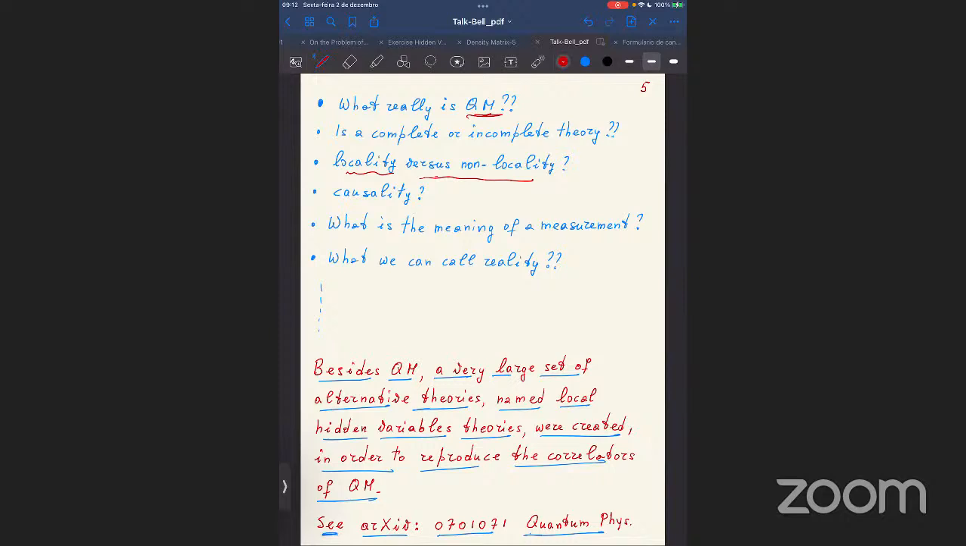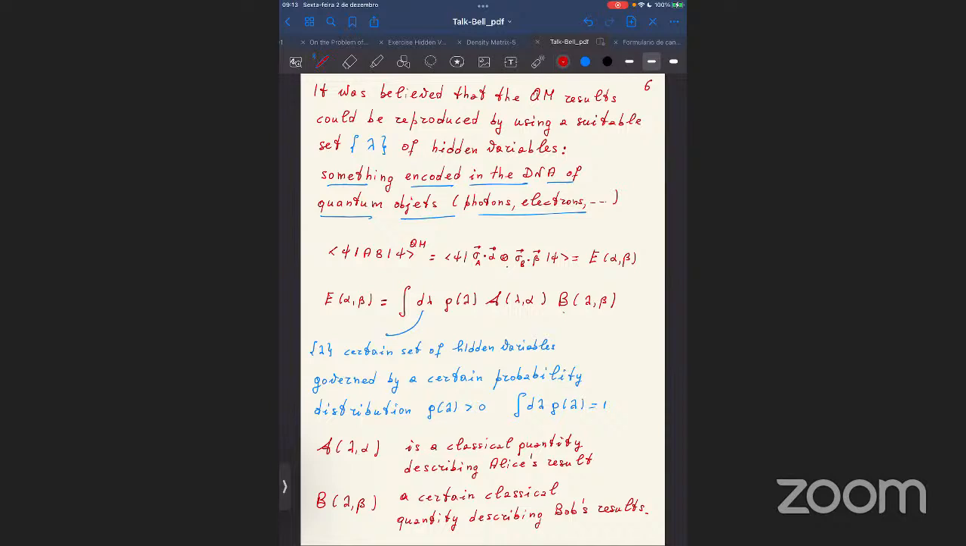And beside quantum mechanics, a very large set of alternative theories, named local hidden variables theories, were created in order to reproduce the correlation function of quantum mechanics. If you want to have a look at the history and the applications of the hidden variables, you might have a look at this very nice report. It's quite recent. So it was believed somehow that, due to the problem related to entanglement, the results of quantum mechanics could be reproduced by using a suitable set of hidden variables.